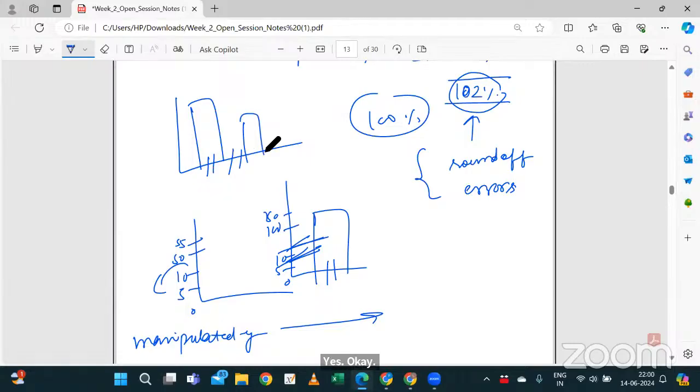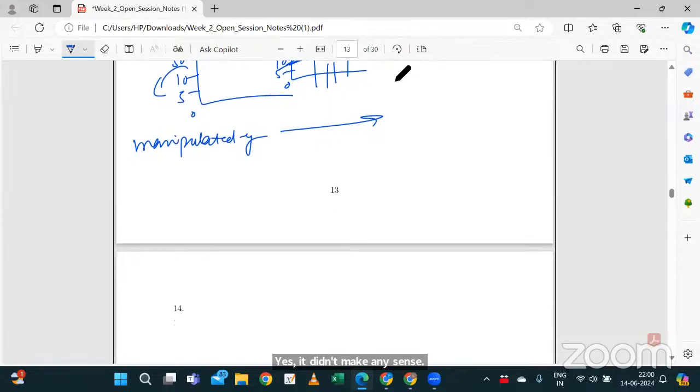Sir, we can if we are representing counts on the x-axis. Correct. If you are plotting your bar chart horizontally. Normally we do it vertically, right? We take the count on the y-axis and categories on the x-axis. If you do it in reverse order, let's say count on the x-axis and categories on the y-axis, then you can do it. That's not a big problem.